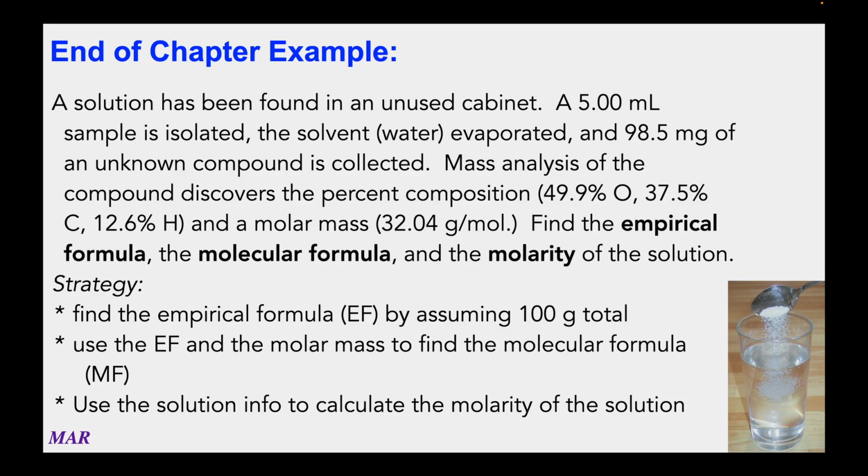We'll turn all those percentages into grams, grams to moles, and we'll find the empirical formula. And once we have the empirical formula, we'll compare that to the molar mass of the compound to find the molecular formula. And finally, we'll use all this information to find the molarity, the moles per liter of the solution.